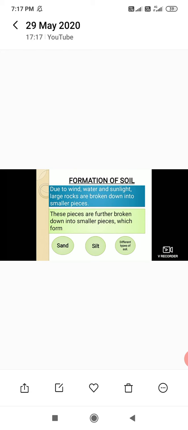Formation of soil. How is soil formed? It's formed due to wind, water, and sunlight. When wind, water, and sunlight break down the large rocks into smaller pieces, and these pieces are further broken down into smaller pieces, they form sand, silt, and different types of soils.